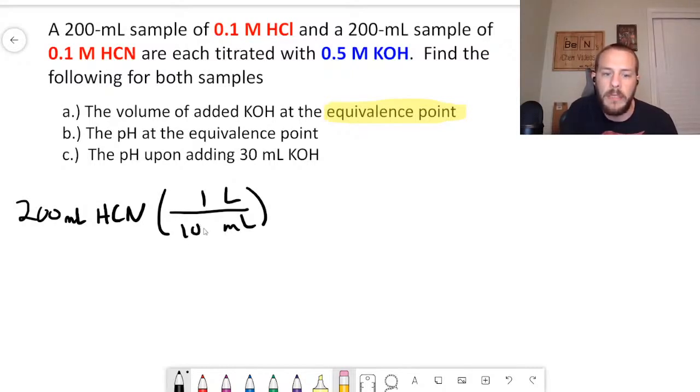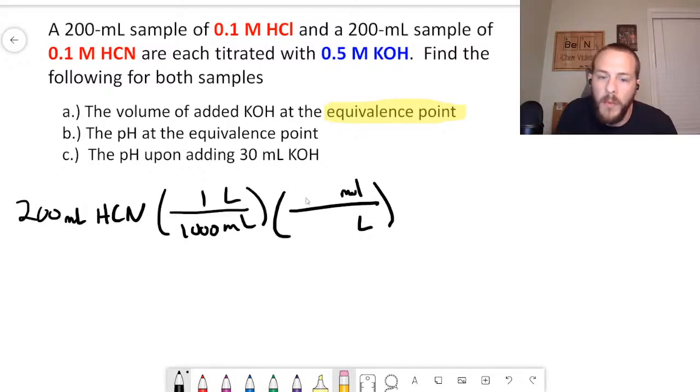There are 1,000 milliliters in 1 liter, right? And now that we have our volume in liters, we can use molarity, right? Liters on the bottom, moles on top. Since we have a 0.1 molar solution, it's going to be 0.1 moles per liter for 1 liter. Always make sure those units cancel. That's how you catch yourself if you made a mistake.